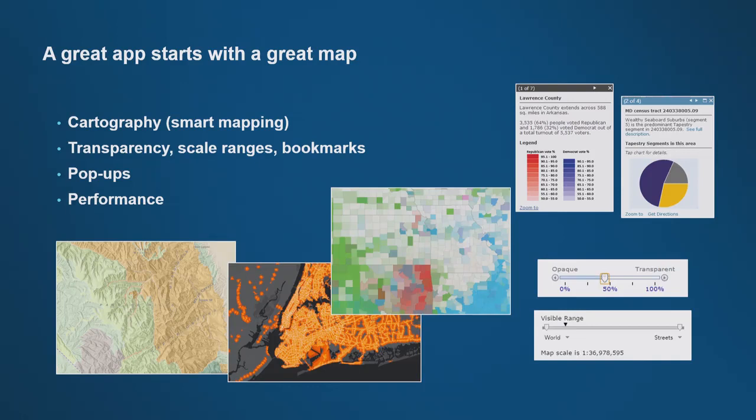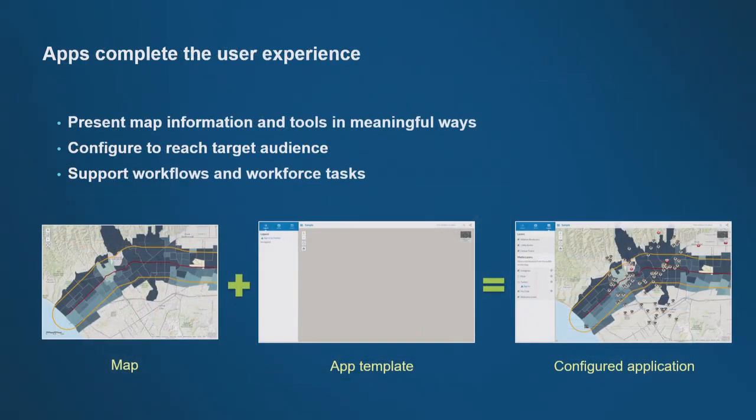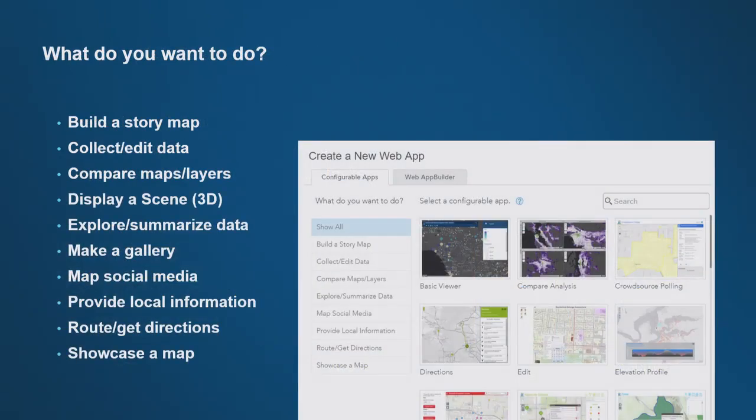And you need to think about that because your app experience is no better than the web map experience inherently. And if you've got a slow web map, you're going to have a slow app as well. The apps really complete the user experience. They give you an opportunity to present the right tools to their target audience, and it could be to support specific users or specific workflows.